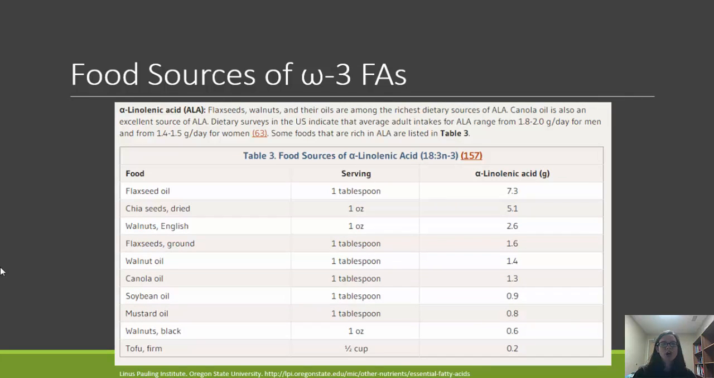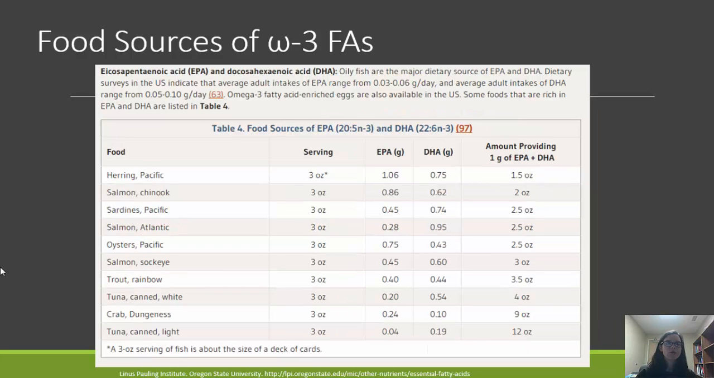Okay, and then for our omega-3 fatty acids, here are our sources of alpha-linolenic acid. So again, we have oils, especially canola oil, and nuts. And then we have our food sources of EPA and DHA, which are recommended because we have such a low, or I guess inefficient, conversion of ALA to these fatty acids.